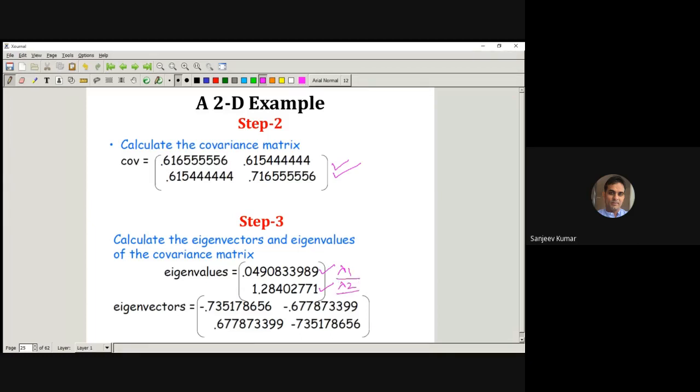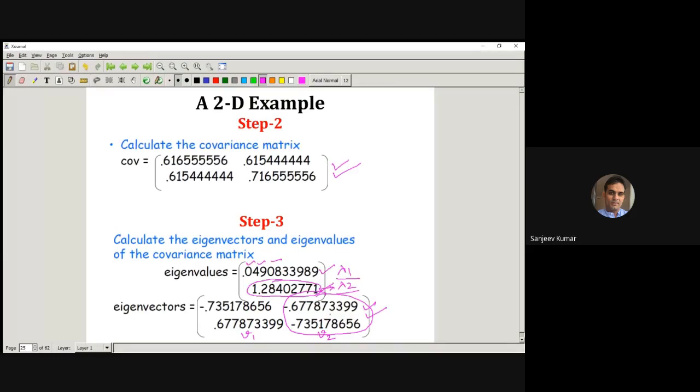Which one is bigger? Lambda 2 is bigger: 1.28 is bigger than 0.049. This is the eigenvector corresponding to lambda 1, and this is the one corresponding to lambda 2. So which is my principal eigenvector? The one corresponding to lambda 2, since lambda 2 is the bigger eigenvalue. So this is my principal eigenvector.